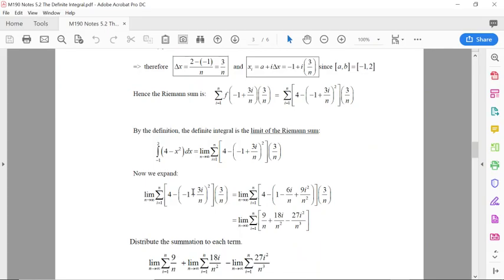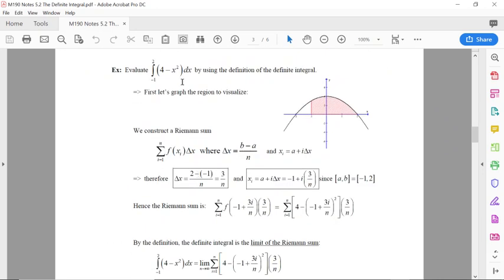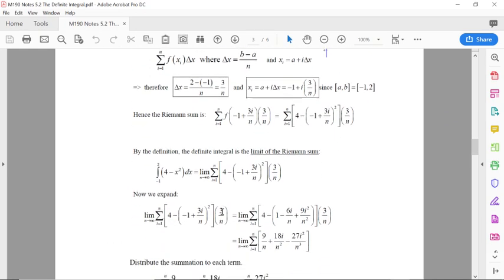So I start here. I'm going to FOIL this expression here. These were the right endpoints, the xi stars, which were being squared in the function itself, in f of x, 4 minus x squared. So I FOIL that out. So I get 1, and then I get minus 6i over n, and then plus 9i squared over n squared. So that's been FOILed. Now we can combine the terms here. 4 minus 1 is 3. And multiply by distributing this 3 over n as well.